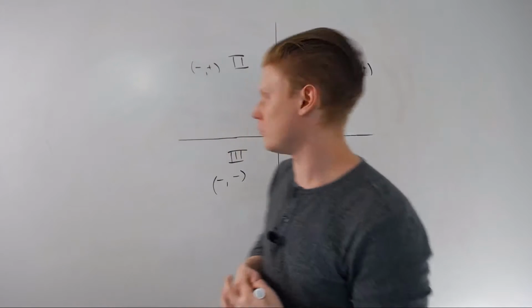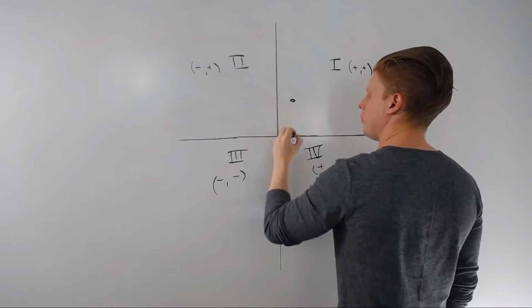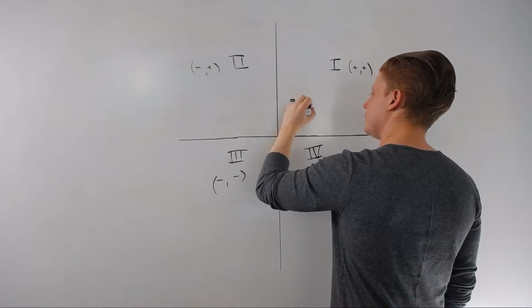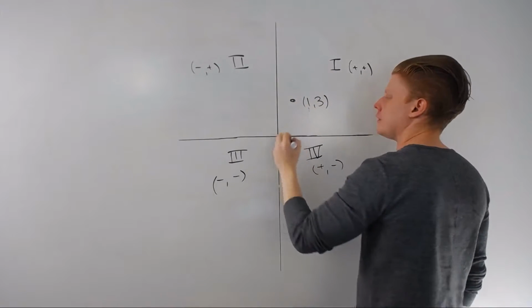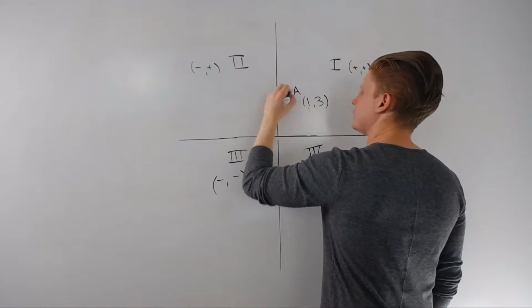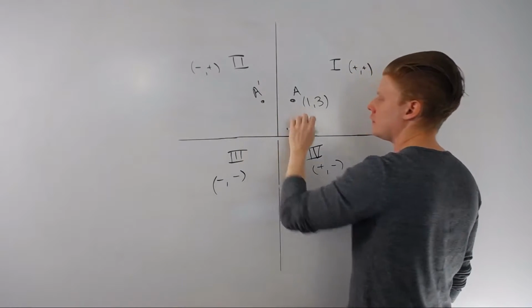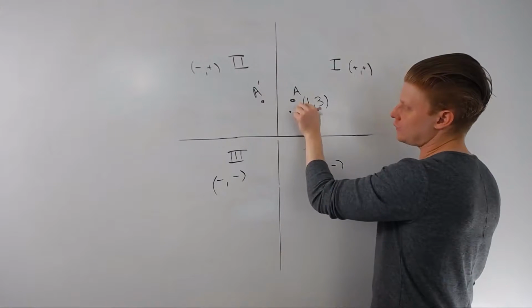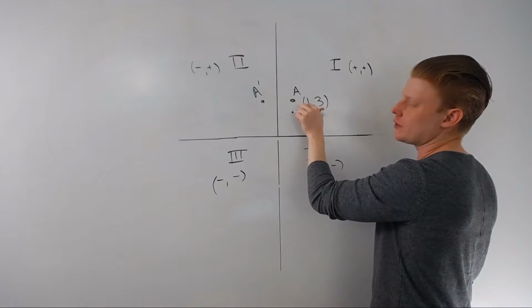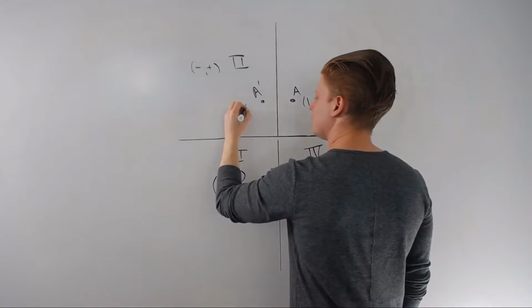What changes when you reflect across the y-axis? Well, if this is a point, let's say it's 1, 3. And we'll call it point A, because I'm going to use this little mark here. This denotes that we've reflected it. Well, the x-coordinate doesn't change. Or excuse me, the y-coordinate doesn't change. But the x-coordinate flips sides.